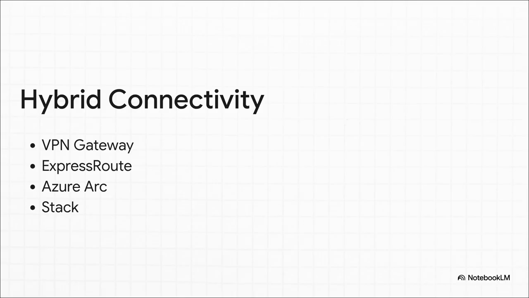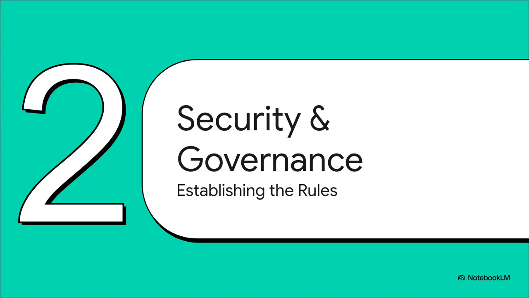If they need strict SLAs and massive bandwidth, push for ExpressRoute. That's your dedicated, private, high-speed link. And to really blow them away, bring up Azure Arc and Azure Stack to show you know how to extend Azure's management plane across multi-cloud and edge environments. With our networks securely connected, we're moving right along to Section 2, Security, Governance, and Foundations.